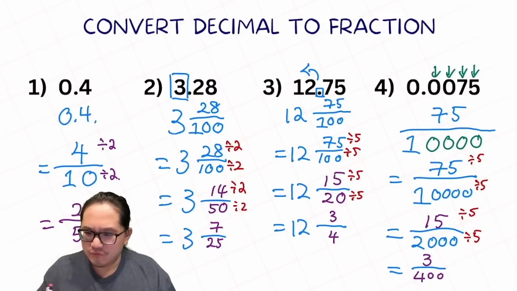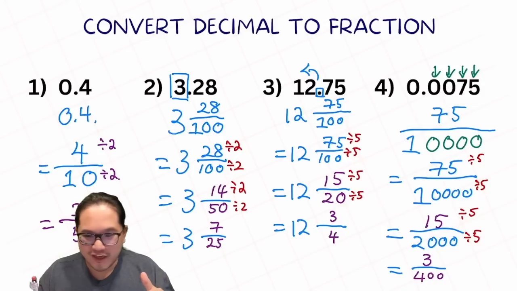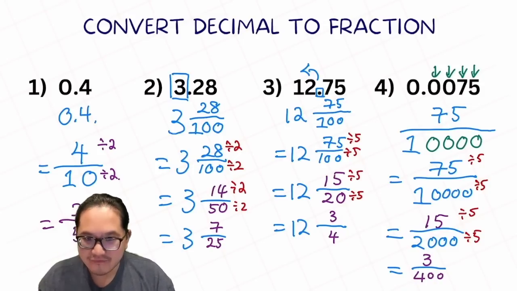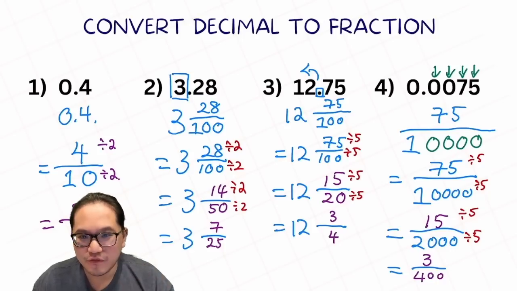Can we divide it anymore? No. 400, we can't divide it more. So the final answer for this will be 3 over 400. And that's it. Just like that. Simple. So now let's move on to the next section.